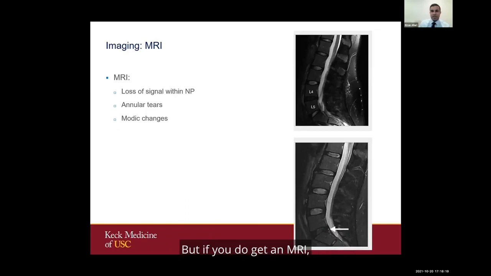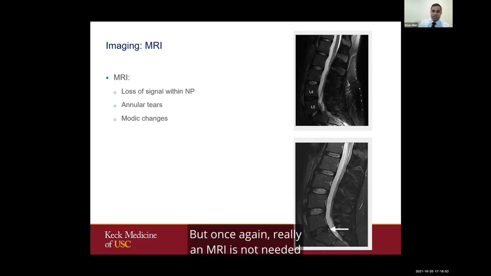But if you do get an MRI, some findings on MRI that are indicative of degenerative disc disease include loss of disc height, shown on the image on the top right there, as well as the presence of annular tears or signal changes. Particularly on the T2 images, you can have a black disc as shown on the top right between L4 and L5. You can see that that disc is much darker in signal intensity compared to the levels above and below. And those are the key things to look for in terms of MRI findings.